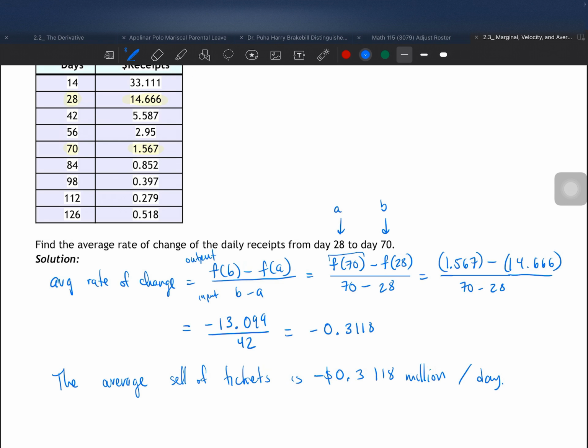So that means that's selling less. That's selling less. The selling of tickets is decreasing per day.